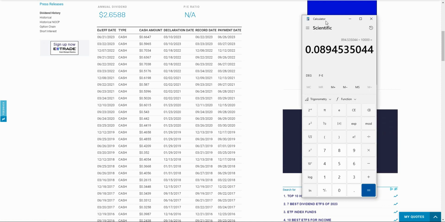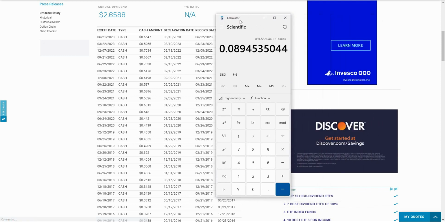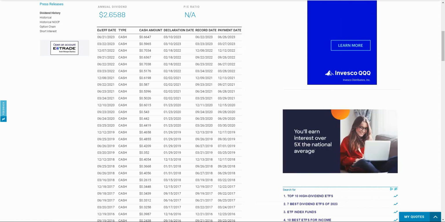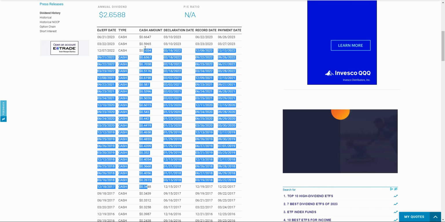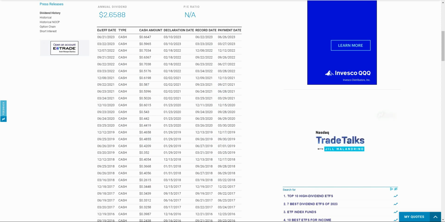So in other words, that $10,000 that you invested in 2012 and 2013 is now giving you a cash-on-cash return of about 8.95%, which is great. And it kind of shows you the power of increasing dividends over time. It can really impact your yield on cost and overall determine whether your investment is good or not.